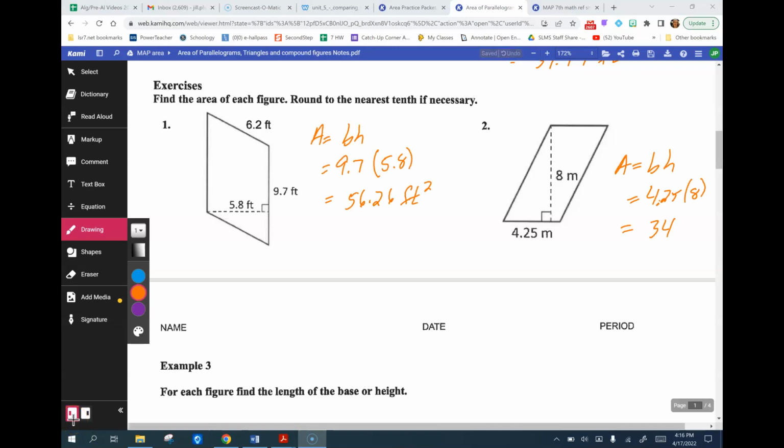Okay, so let's look at this first one. On this first one, notice it gives you these two numbers here.